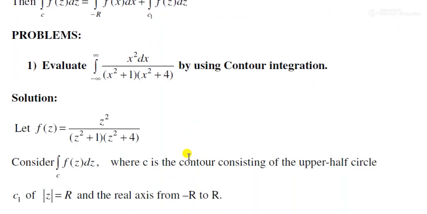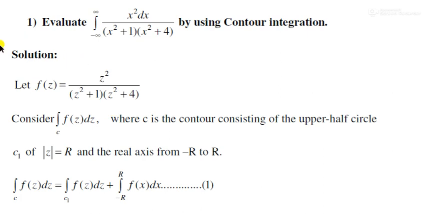Now let us see the problem. See the first problem. Evaluate the integral from minus infinity to plus infinity of x square dx by x square plus 1 into x square plus 4 by using contour integration. In the integral, the limit varies from minus infinity to plus infinity, and the numerator is a function of x and the denominator is a function of x. So we can conclude that this is of type 2.